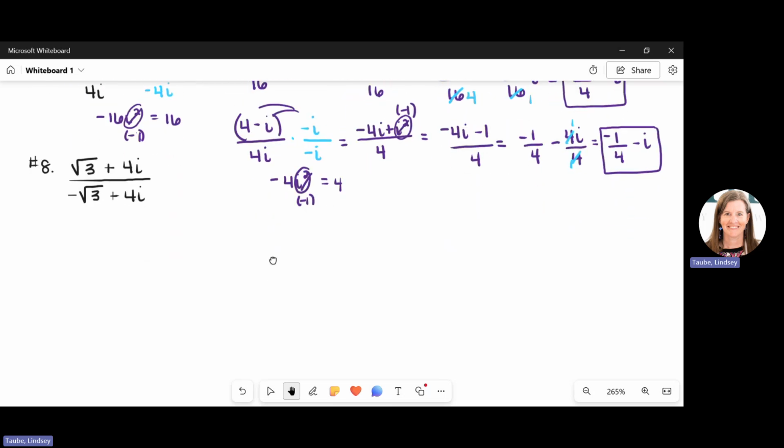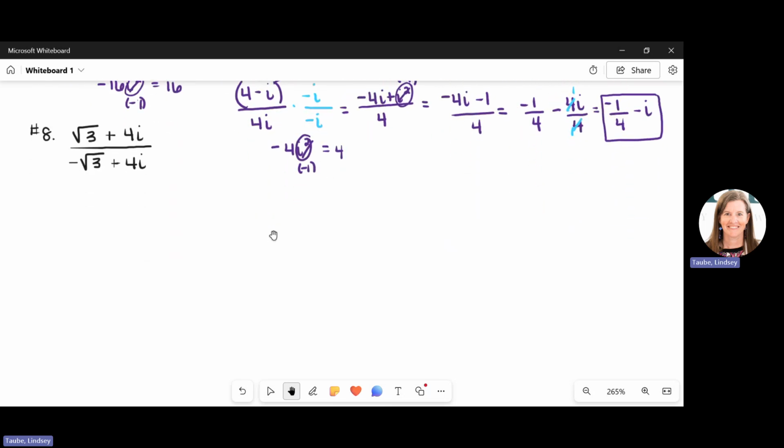Okay, number 8, we have radical 3 plus 4i all over negative radical 3 plus 4i. And again, we want to multiply by the conjugate, right? So I'm going to squeeze it in here and then I'll move down. We're multiplying by the conjugate of the denominator. The conjugate of the denominator, remember, is the opposite i part. So negative radical 3 minus 4i is the conjugate, and that's what we're going to multiply the top by as well.